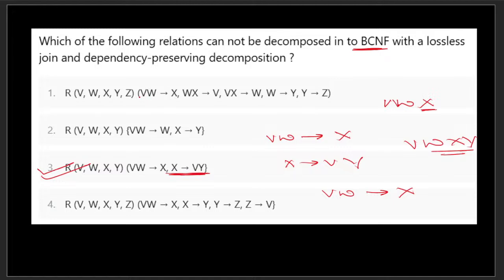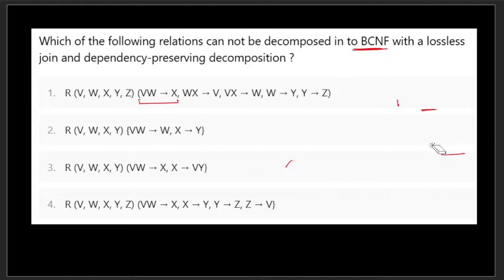Now if you try to see this, VW is deriving X, it is fine. VX is deriving V, this is also fine, but particularly we cannot do this. Because for BCNF decomposition, we always require the CK. If you try to take out the CK for this particular relation, VWXY is there. So how to find out the CK? VW is deriving X, X is deriving VY.